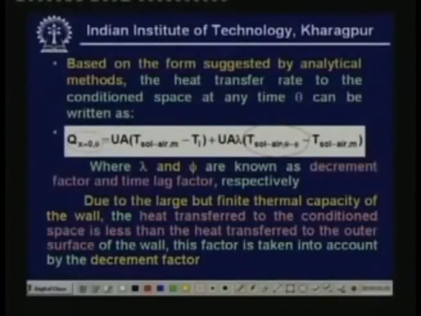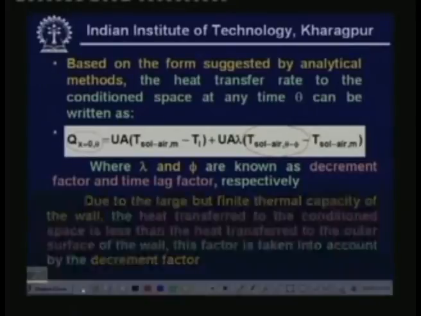And now coming to the decrement factor. What is the decrement factor? Due to the large but finite thermal capacity of the wall, the heat transferred to the conditioned space is less than the heat transfer to the outer surface of the wall. As I have already explained, because of the thermal capacity of the wall, Q in is not equal to Q out, and it may so happen that Q in is much larger than Q out. So this introduces a factor called the decrement factor. Similarly, you have what is known as the time lag factor.